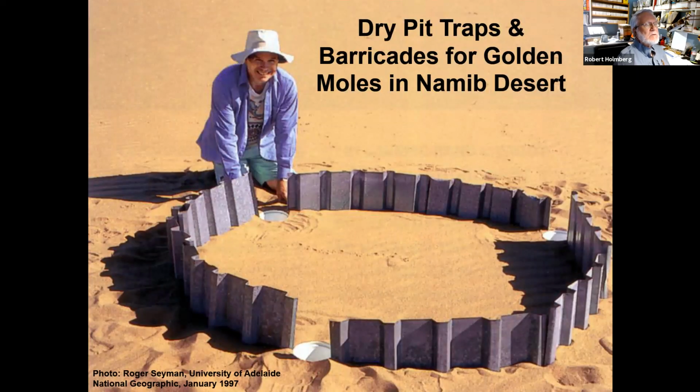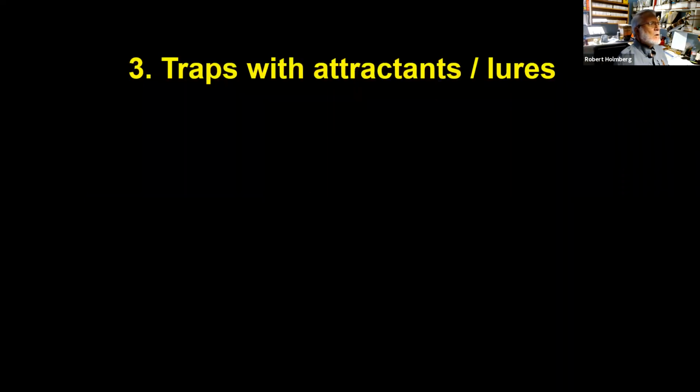Here's a dry pit traps and barricades for golden moles in the Namib desert. You can see the barrier, and there's 3 pit traps along the edges. So as I said, a lot of these traps use a number of different mechanisms to collect whatever you're looking at. Okay, now the third type of traps we're going to talk about are traps with attractants or lures.